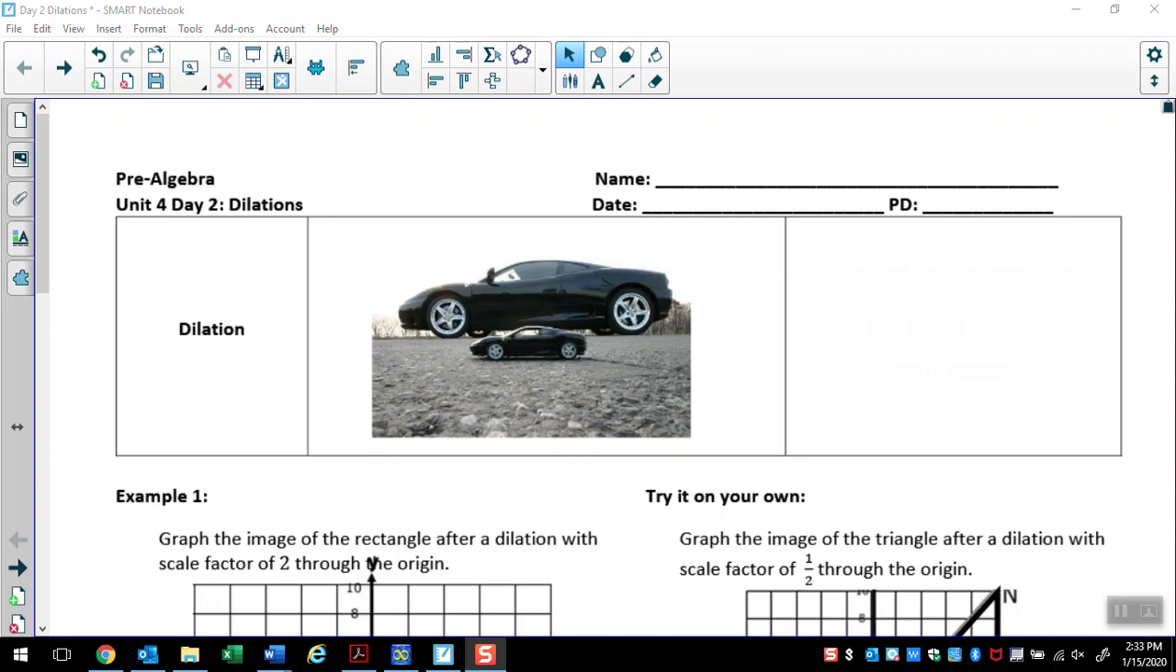Hi everyone, today we'll talk about dilations. So dilation is one of our types of transformations. Remember last class we talked about translations and reflections. So today we're going to talk about what a dilation is.